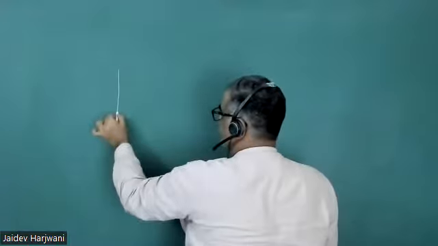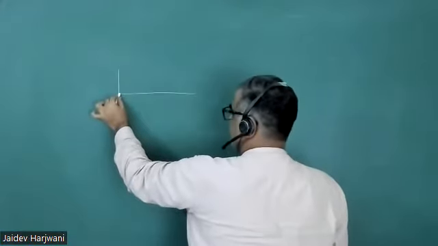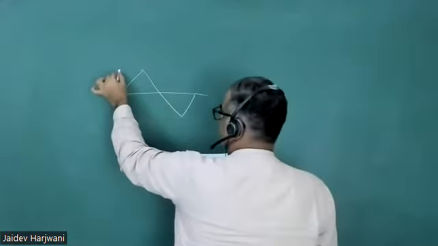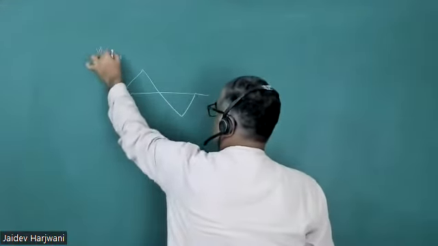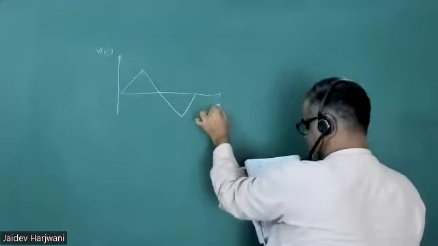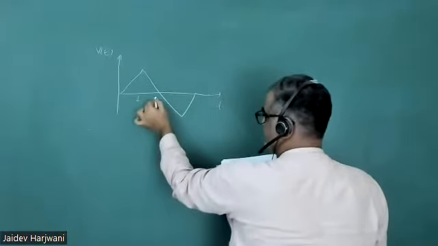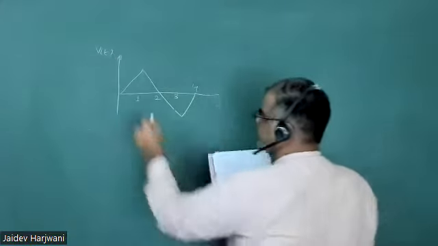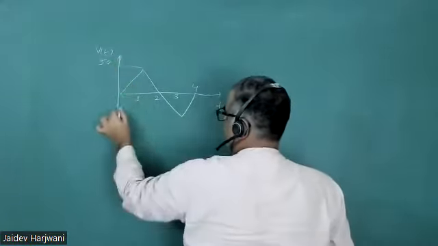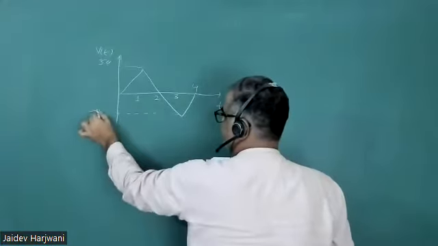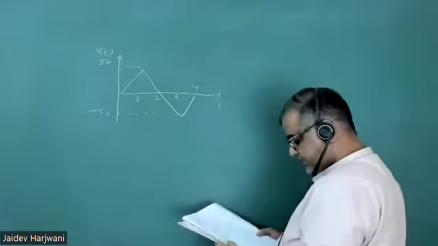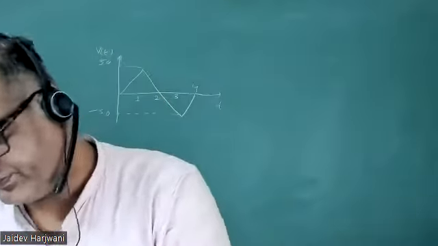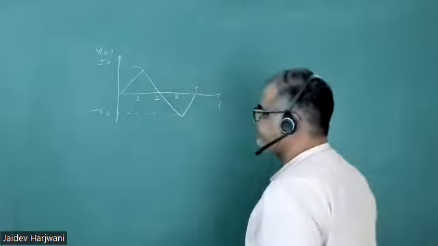So suppose you have been given a voltage ramp like this. You are applying voltage with time t. This is your 1 second, this is your 2 second, this is your 3 second, and this is your 4 second. Now this voltage is plus 50 and this voltage is minus 50. Now please find the current I versus t graph.